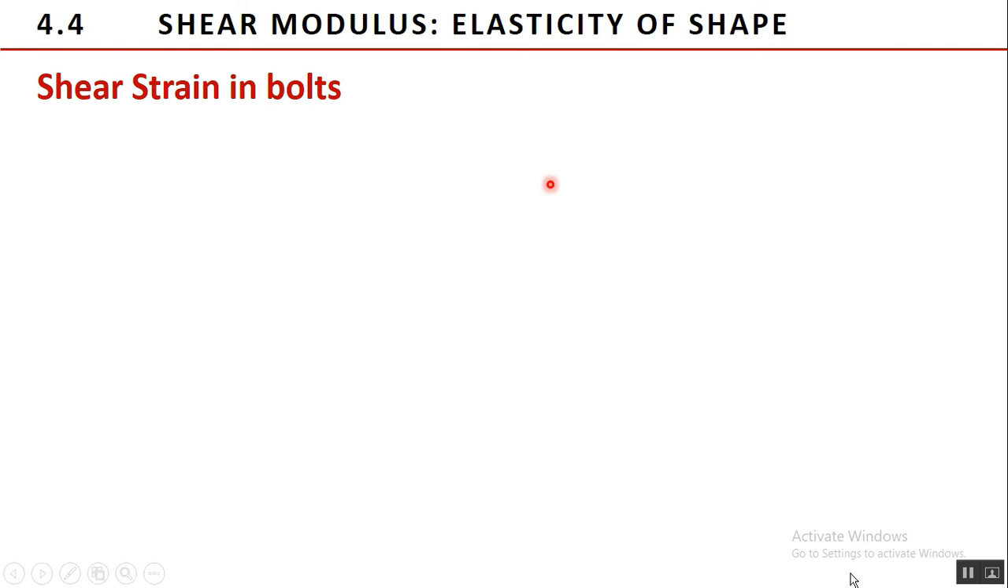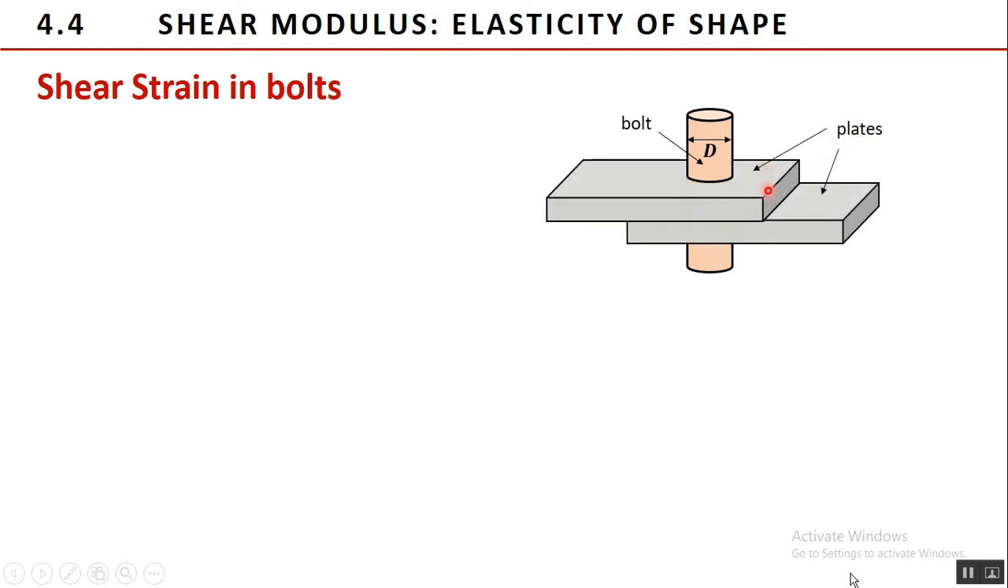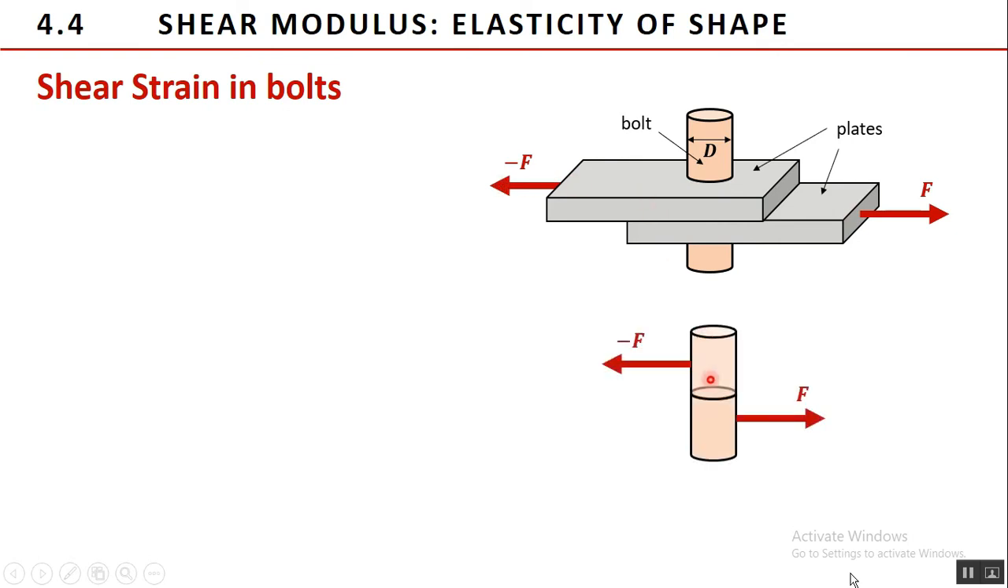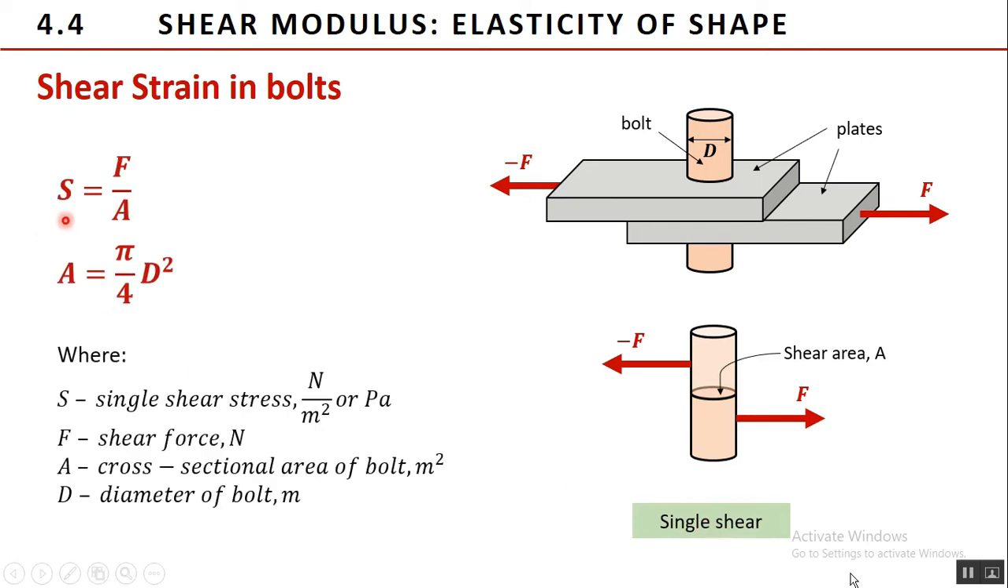Another thing that we should take into consideration is the shear strain in bolts. Bolts may also experience shear stress and strain. Imagine a bolt of diameter d is being used to join two metal plates. When the two plates tend to move in opposite direction by means of forces F and negative F, then the cross-sectional area A of the bolt will experience a definite amount of single shear stress. Single shear stress is expressed as the shear force divided by the shear area A, which is pi over 4 d squared, wherein this d is the diameter of the bolt.